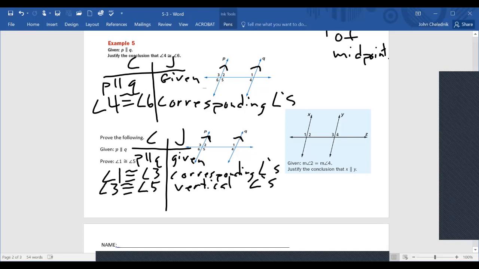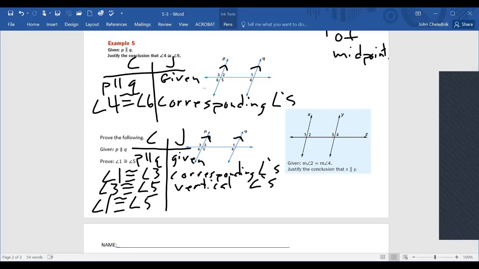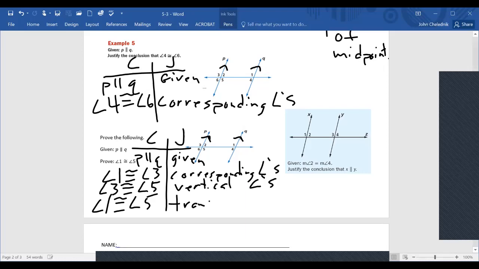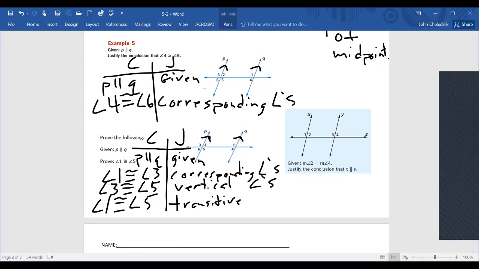Now look what I have here. I have 1 is congruent to 3 and 3 is congruent to 5. So that means that we can now connect angle 1 to angle 5 because of the transitive property. The transitive property allows me to connect these two things that are connected by angle 3. So I'm just going to write transitive there. Because both angles are congruent to angle 3, that means they must be congruent to each other.